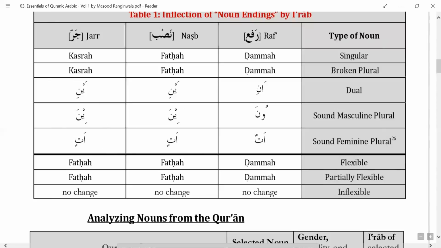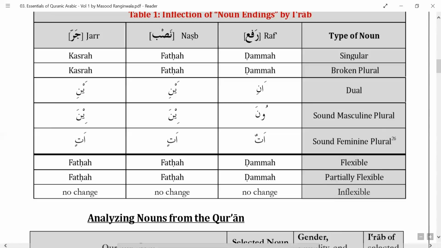Okay, the second box is on flexibility. When we do flexibility, we will see this. But what you need to remember is, if a word is inflexible, whatever the case, whether it is rafa, nasb, or jar, the word will still remain the same. An example is Musa. Musa is Musa in rafa, Musa in nasb, and Musa in jar. It doesn't change. So how will you be able to identify whether it's rafa, whether it's doing the action or not? Based on the context and certain things which we will study soon. From that you will be able to identify.